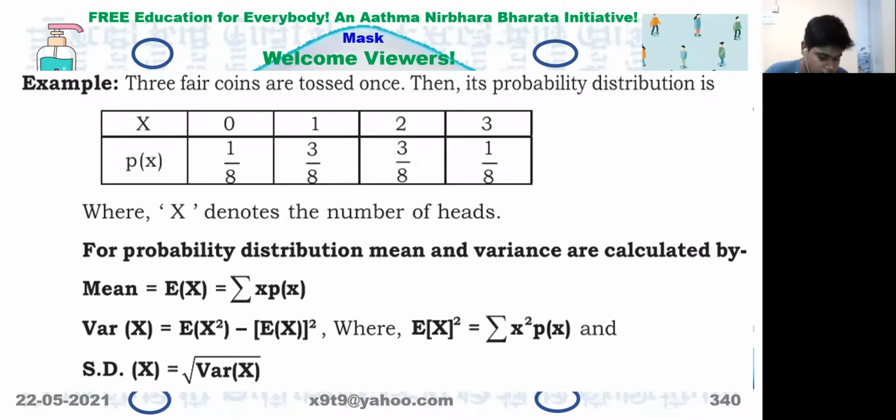First one is sigma x square px, 3. Then 1.5 whole square is 2.25. Then 3 minus 2.25, how much is that? 0.75. Correct. So that is the variance. Next, the standard deviation is the square root of that.